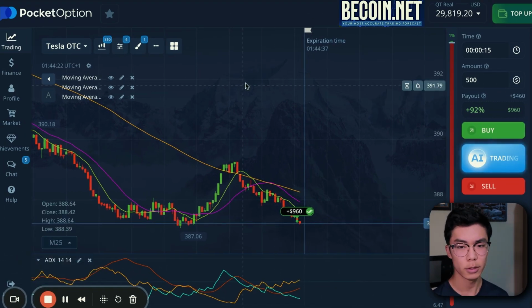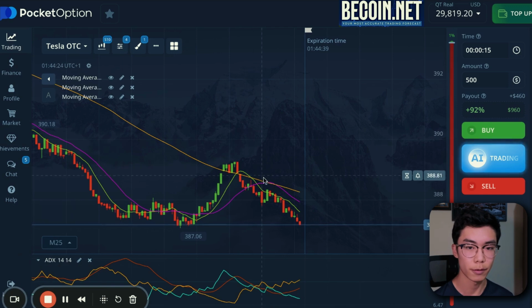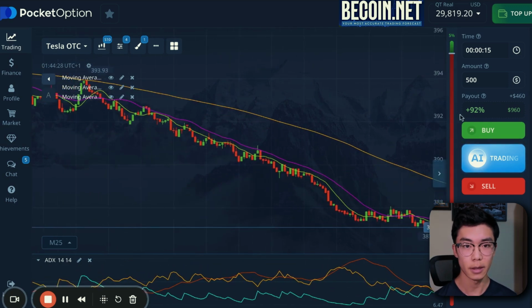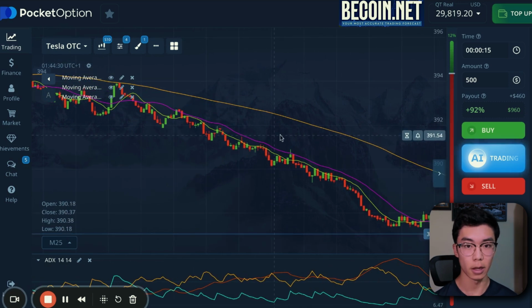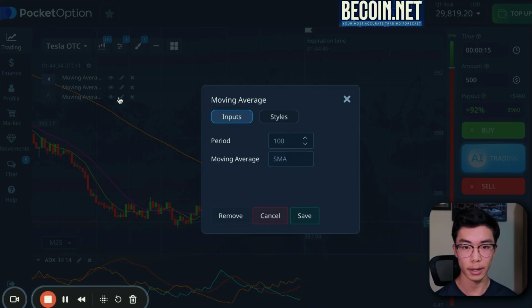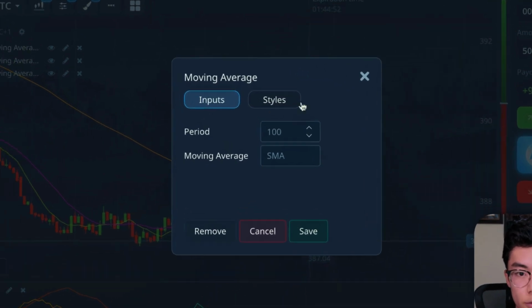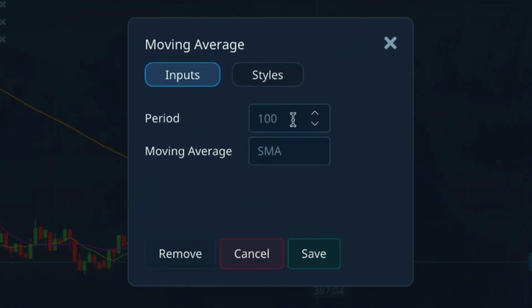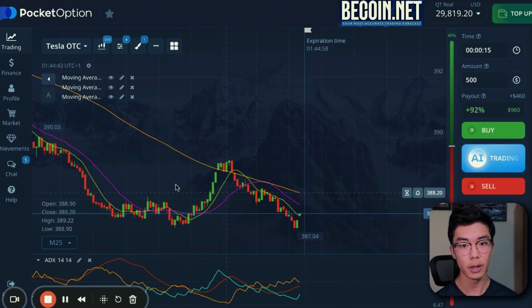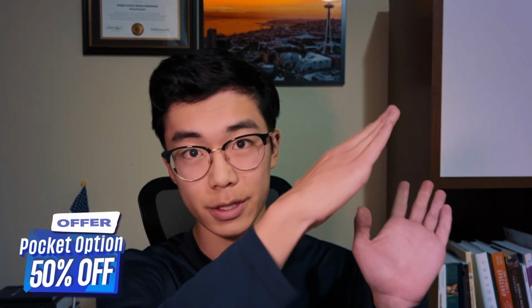So why was this a profit? This was a profit because, as we can see, there's a crossover right here, a crossover downwards. And there's generally speaking a huge trend downwards, and we can see this with the moving average right here. Okay, so right here we have a moving average of 100. This is just a very, very general moving average, and we can see that the general moving average is just trending downwards.